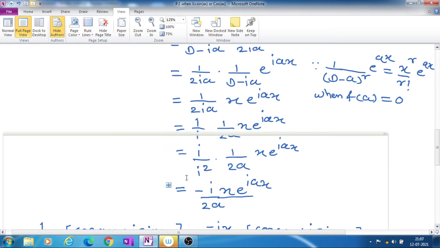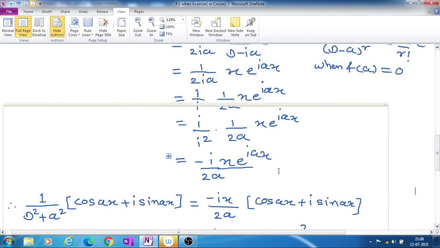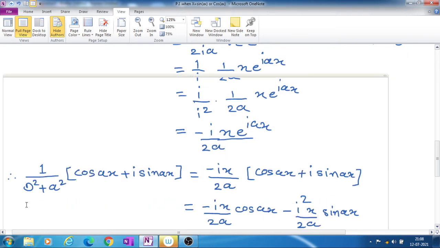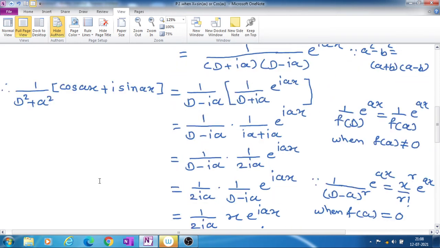So 1 upon i can be written as i upon i square. See here, i gets cancelled and it remains 1 upon i. So we have written here i upon i square into 1 upon 2ax e raised to iax. Now the value of i square is minus 1. So here is the minus sign and i remains, minus i x e raised to iax, and in the denominator this is 2a.